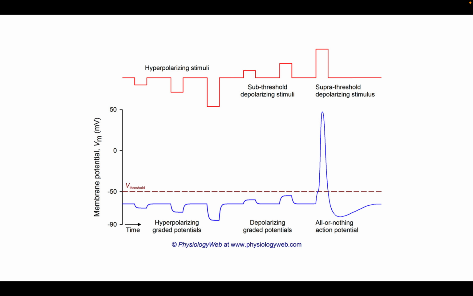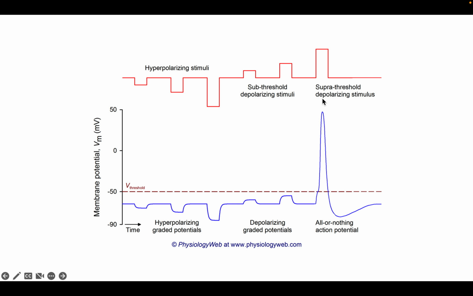You are decreasing the polarity. So in other words, you're moving closer to zero. All right. You're moving closer to threshold. You're becoming more positive. All right. So you could call a depolarizing stimulus an excitatory stimulus or a positive stimulus. All right, so in other words, we're moving closer to threshold.